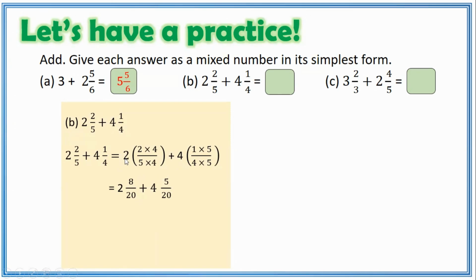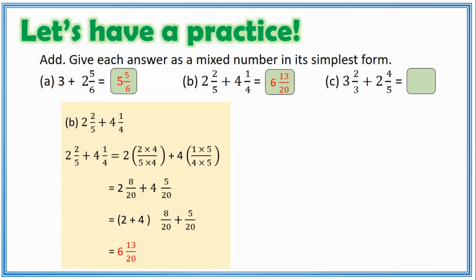So we will just copy the whole number part. So copy the whole number 2 plus the whole number 4. So 2 plus 4 is equal to 6. 8 out of 20 plus 5 out of 20 is equal to 13 out of 20. So 2 and 2 out of 5 plus 4 and 1/4 is equal to 6 and 13 out of 20.